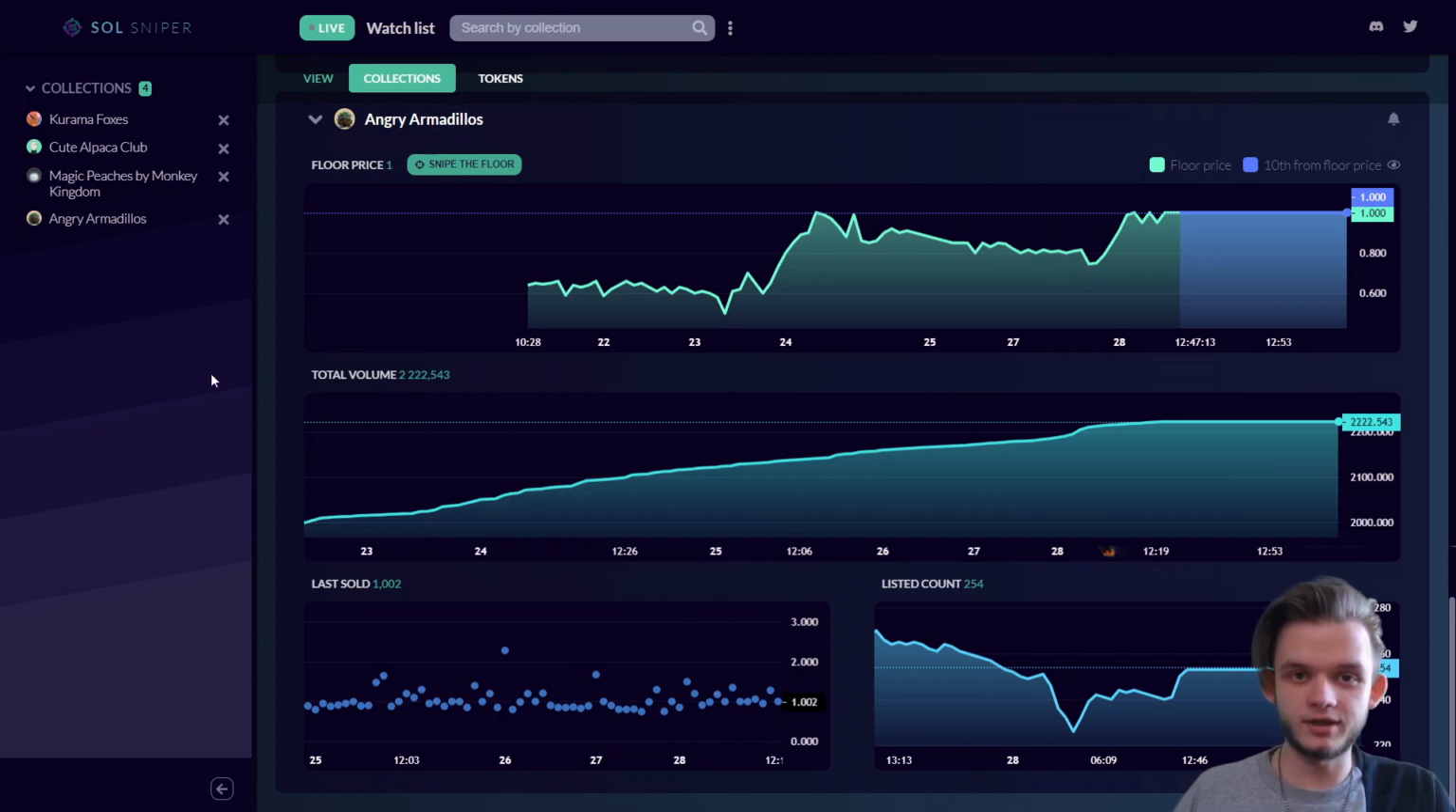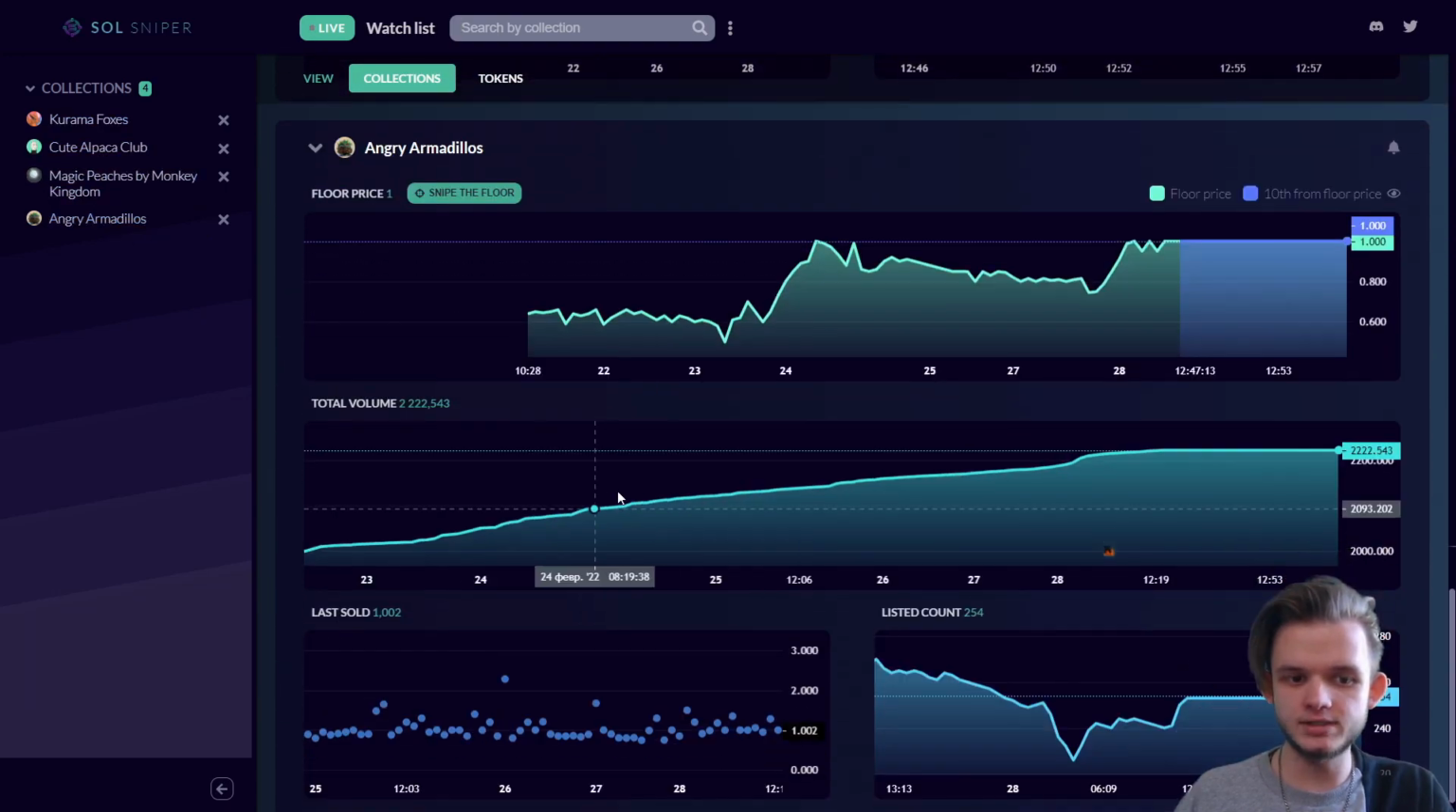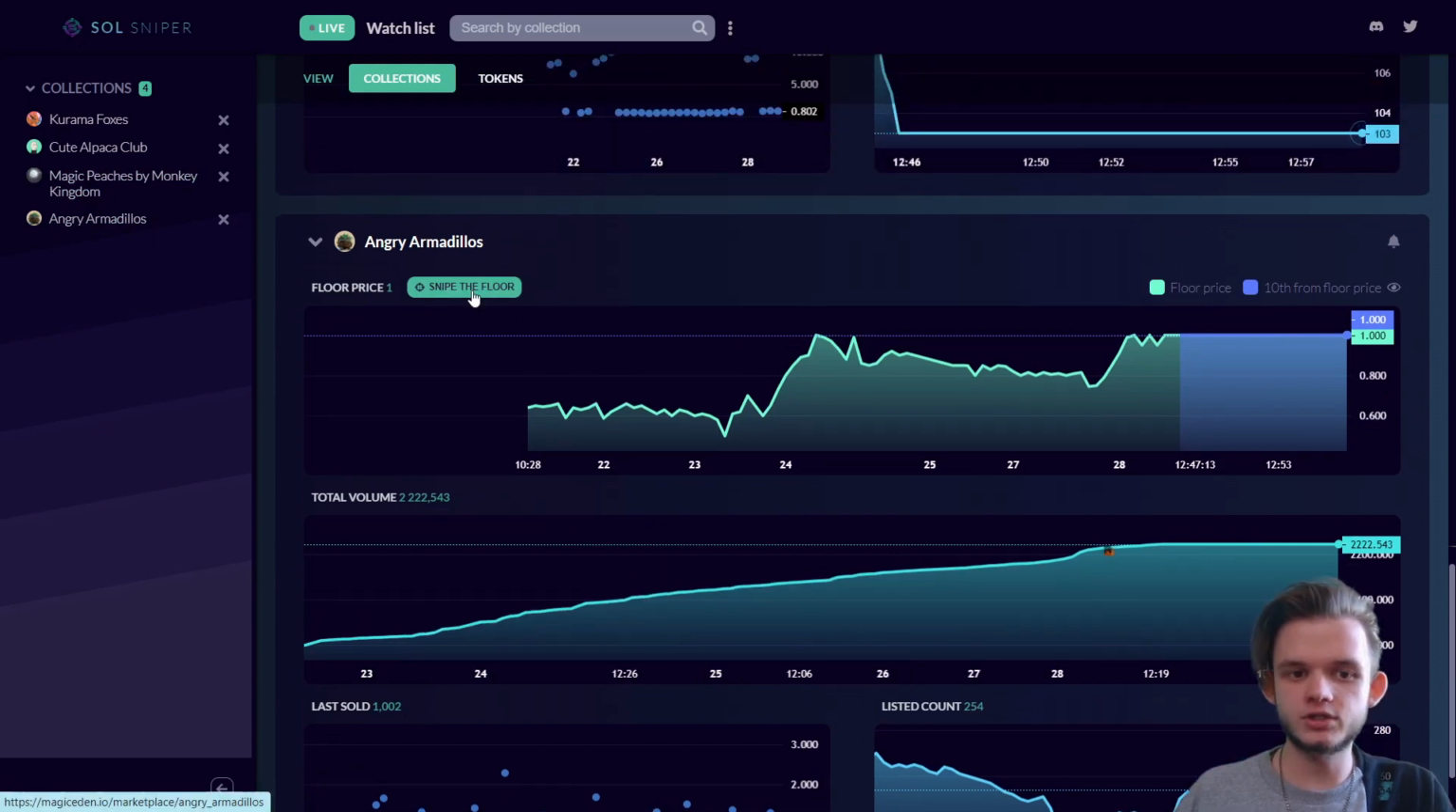And another thing that I completely forgot to say: if you want to check out a collection, you just click here and write down the collection, and then it's added to your watch list. Then you just click on it and you can see its price, total volume and listing count, and you can go to this collection, Snipe the Floor, check out the NFTs and activity.